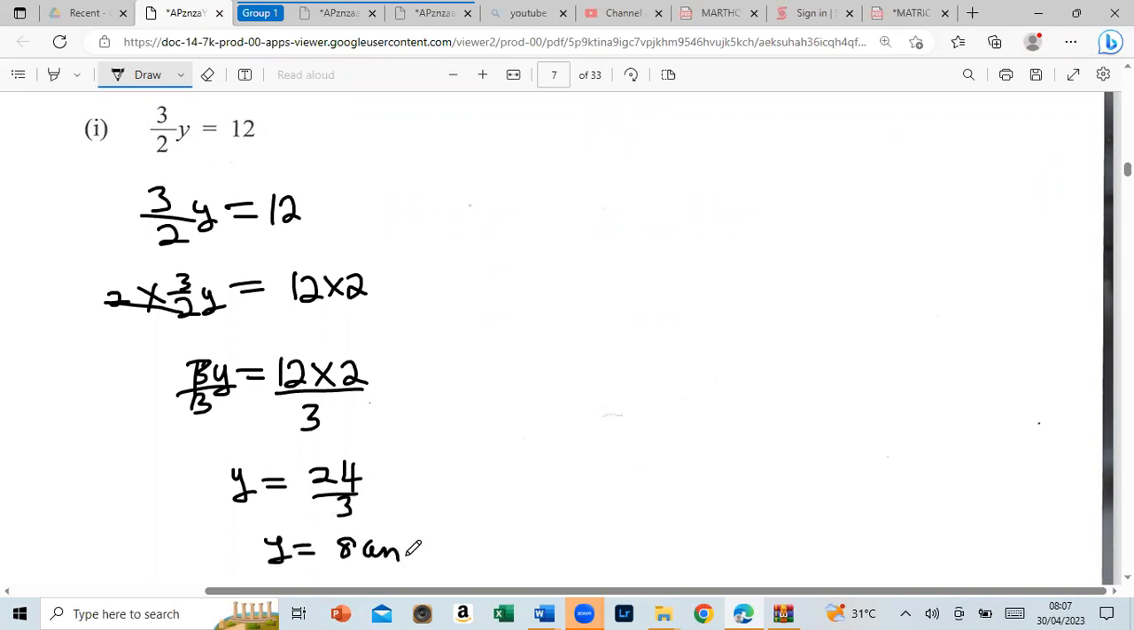If you do not trust your answer, guys, this is what you do. Put 3 over 2 multiplied by 8 and see what it works out to. 3 times 8 is 24, and that works out to 12. That would be our answer.